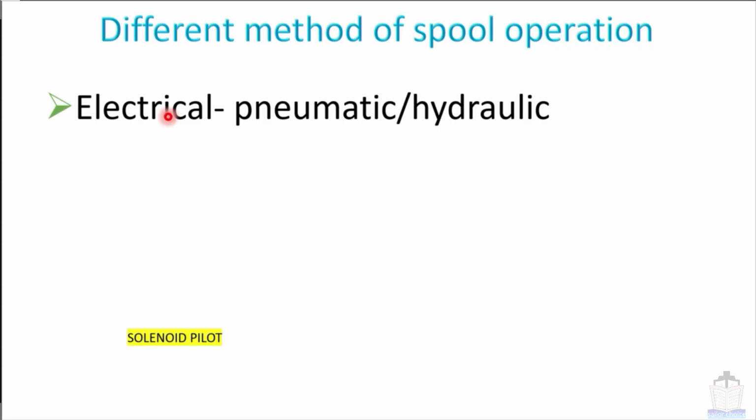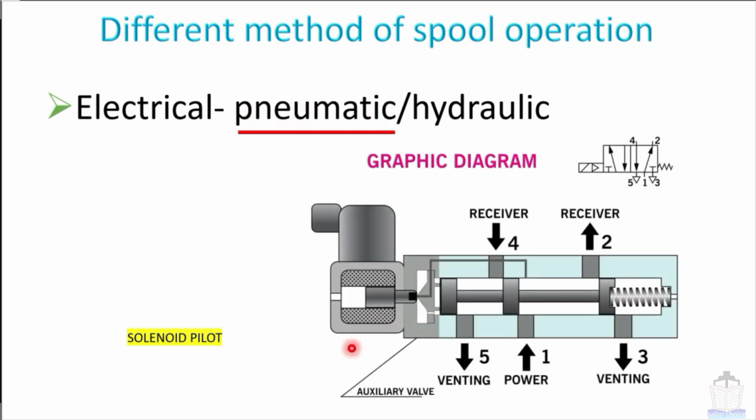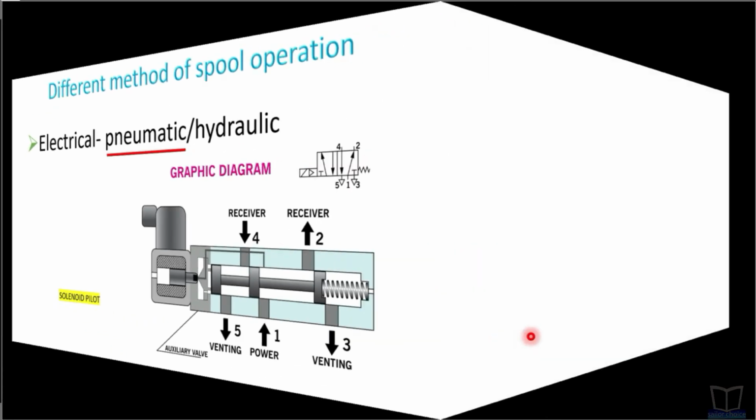So we are continuing. Next is electrical, pneumatic, hydraulic. That means our prime power source will be electrical, and then the electrical signal will allow pneumatic or hydraulic to move the spool. So indirectly we are going to discuss the solenoid pilot. First we are going to discuss the pneumatic. This is an example of solenoid pilot. Now I am going to present solenoid pilot and solenoid direct both, so that you can make out the differences.